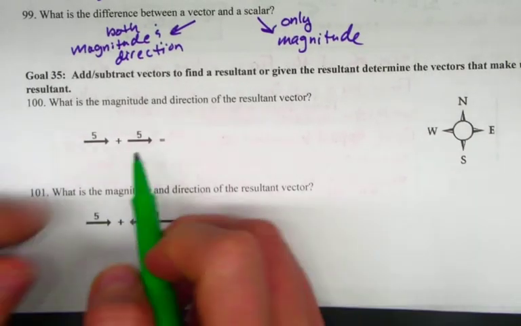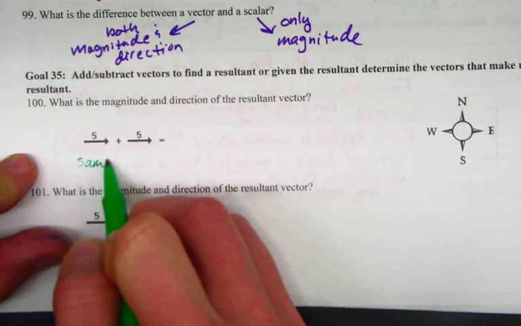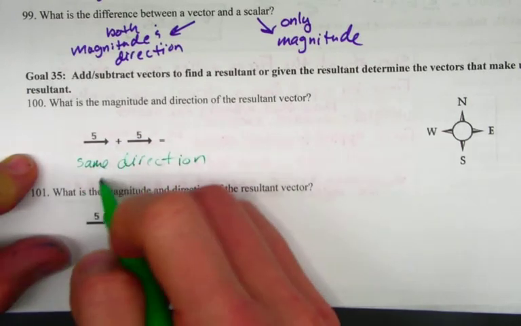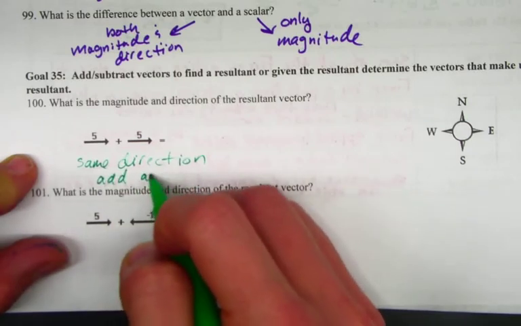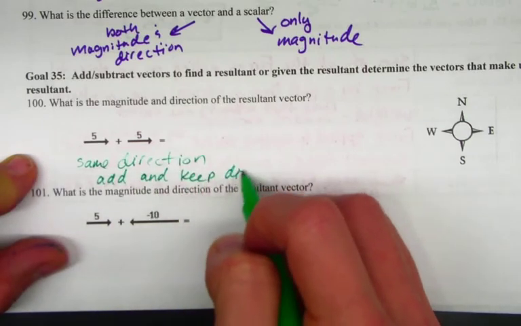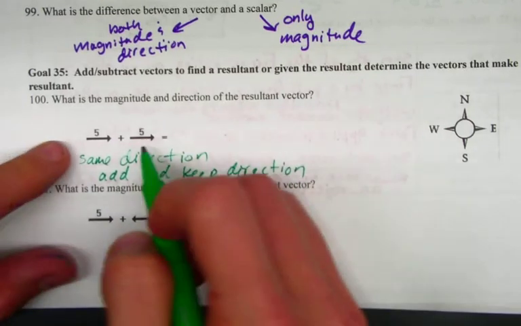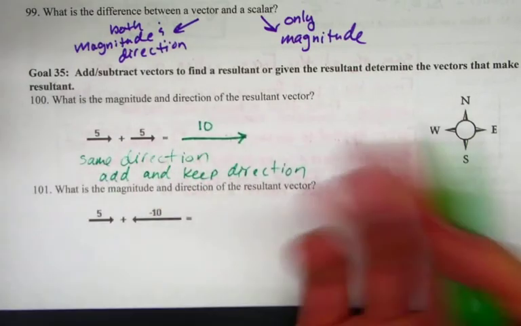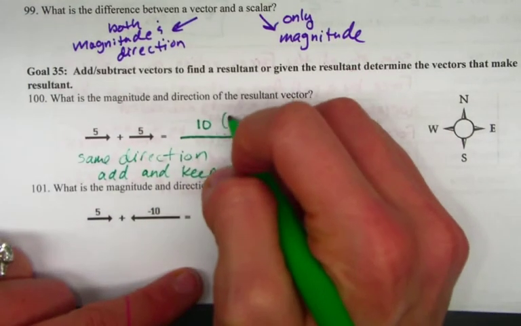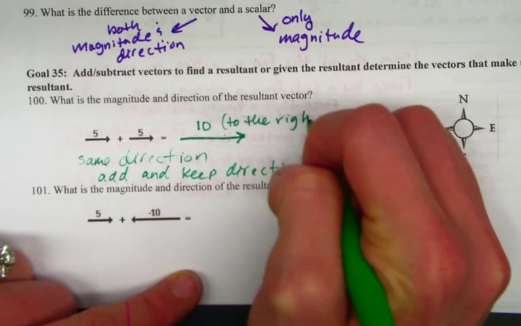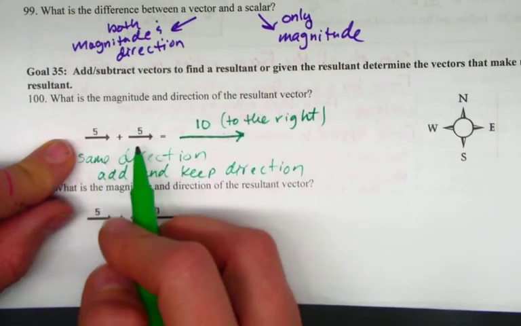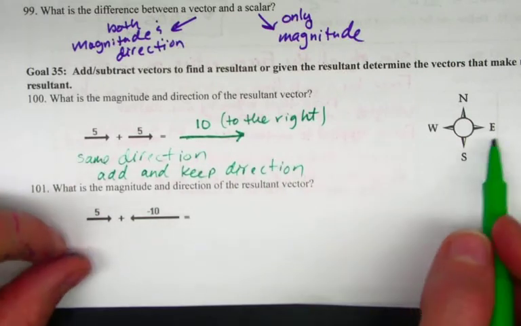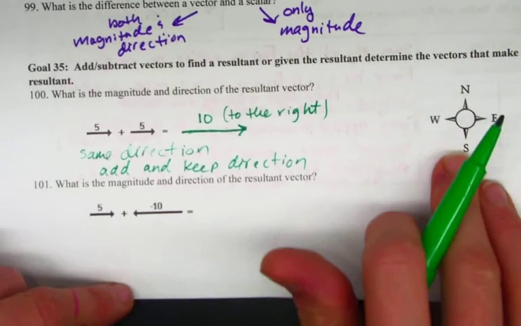All right. So here we have the same direction. Since these are in the same direction, we are going to add and keep the direction. So this is going to be 10, and I don't know what the units are, but this is 10 to the right because we had 5 to the right and 5 to the right. So it's going to be even more to the right, or in this case, you could say east, since I give you this compass over here.